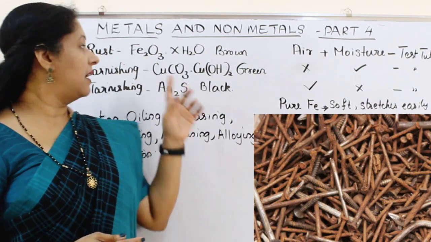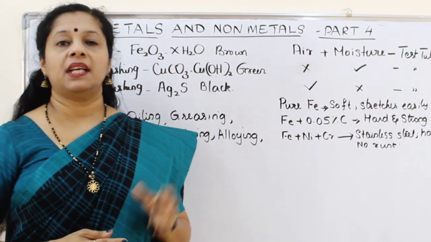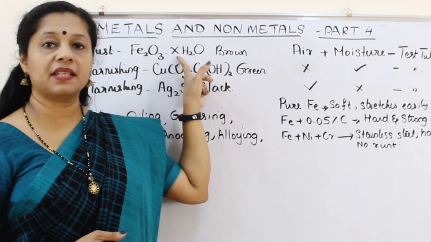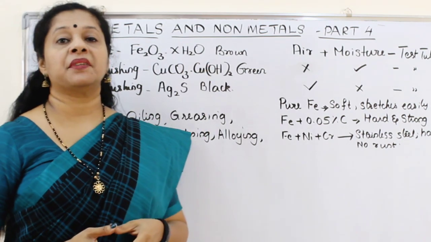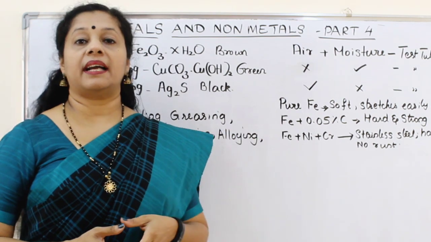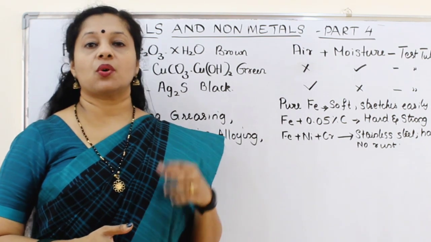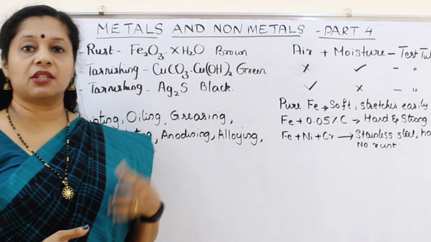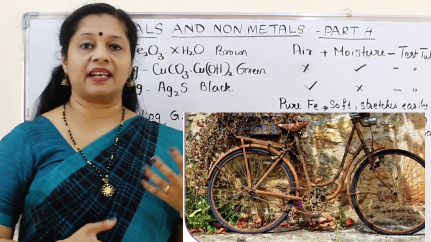Its formula is Fe2O3.XH2O. Here the number of water molecules is not fixed, that's why we are giving X there. And it is called hydrated ferric oxide. So once iron is rusted, it will become brittle and it's not that strong.